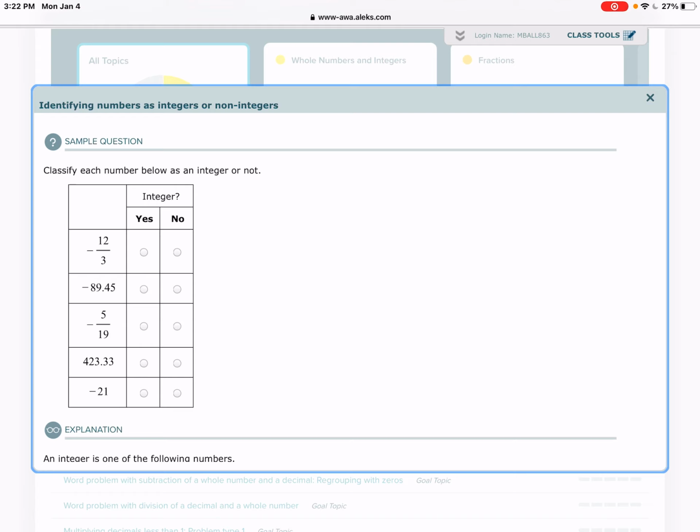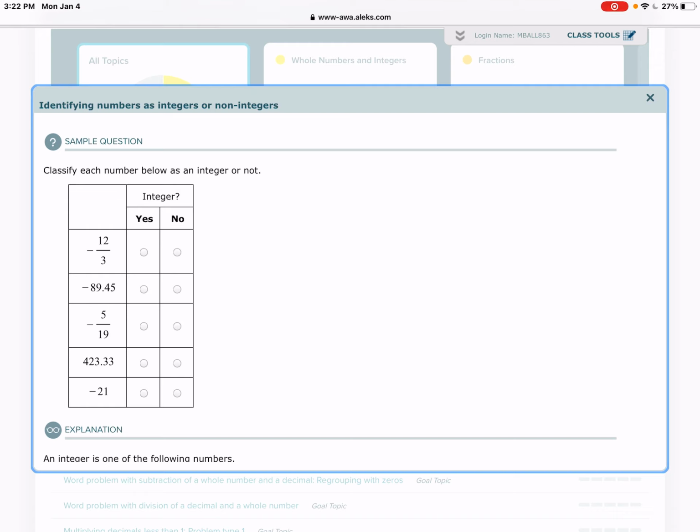If I have negative 12 over 3, I can do 12 divided by 3 and simplify that to be 4, or negative 4. So that's a whole number, right? A positive or a negative whole number. So we're going to say yes, that would be an integer.